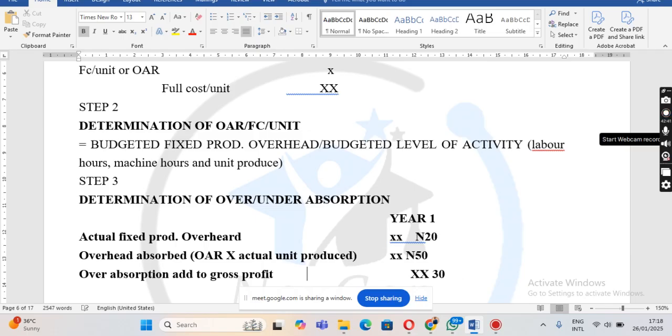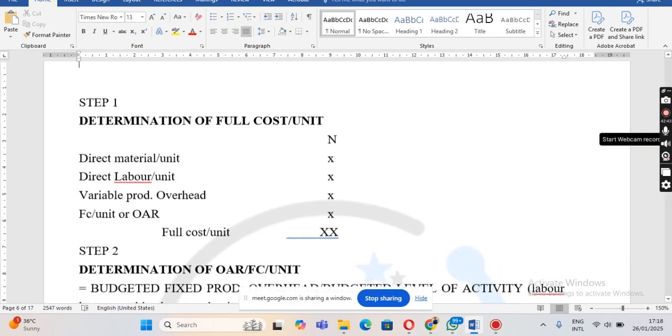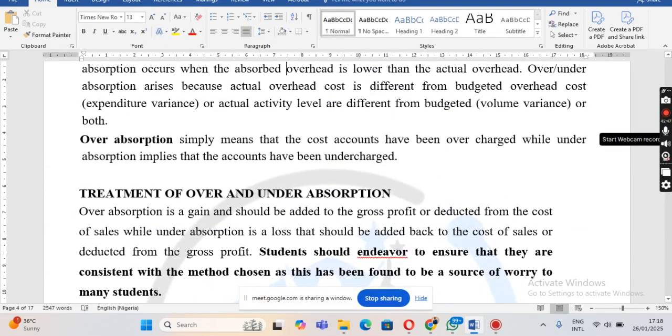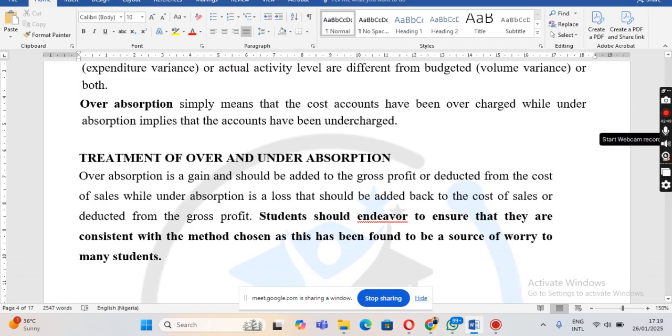You add it to gross profit, right? Now look at the treatment. Let's quickly go back to the treatment. You can see your over absorption is a gain and should be added to the gross profit or deducted from the cost of sales.